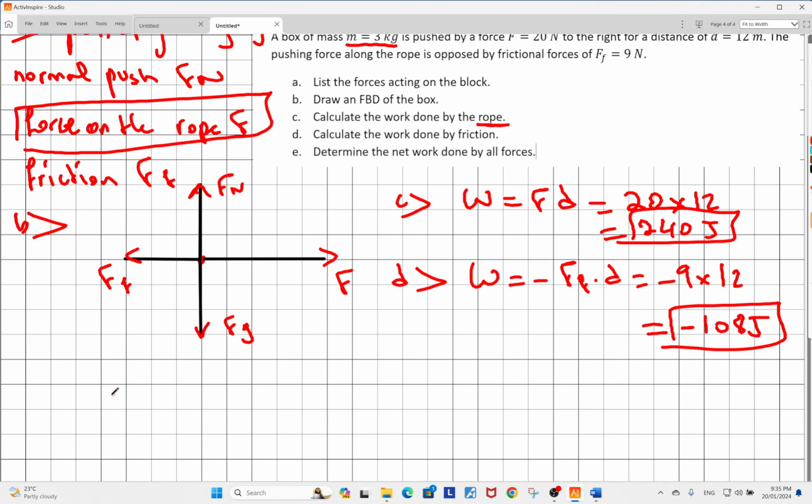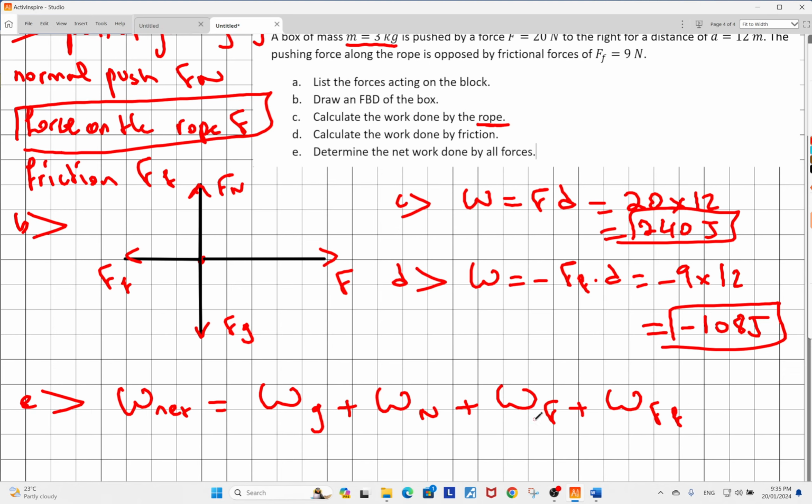And finally, in part E, they're asking you to calculate the net work done by all the forces. So W net would be the work done by gravity, plus the work done by the normal push, plus the work done by capital F, plus the work done by friction. The work done by gravity is 0 and the work done by the normal push is 0, because gravity is down, normal push is up, and the displacement is to the right. So we just add 240 and minus 108.